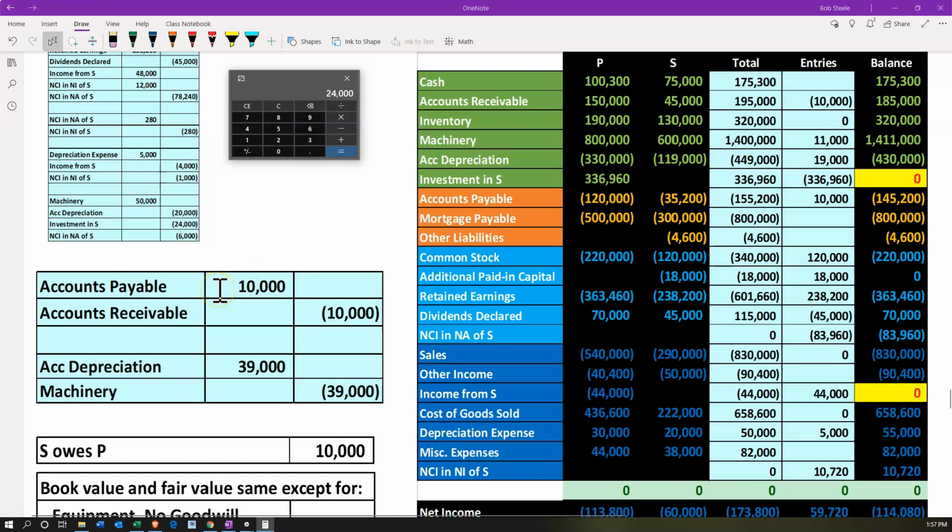So then that means we're going to debit the accounts payable to lower it. So it has a credit balance. We will debit it to make it go down. We're going to credit the accounts receivable to lower it. It has a debit balance. We're going to credit it to make it go down.